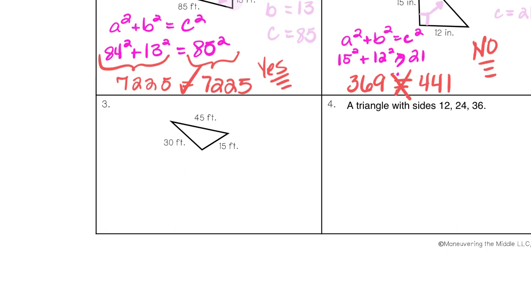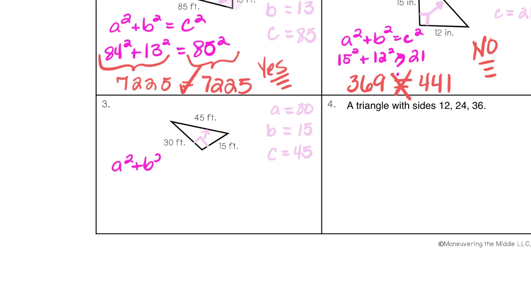All right, same process. I'm going to assume this is our right angle, so then our hypotenuse would be over here. I'm going to pull the A, B, and C so that I have it all set up. C is going to be 45. That's across from the right angle, that's our hypotenuse. We have 30 and then 15.